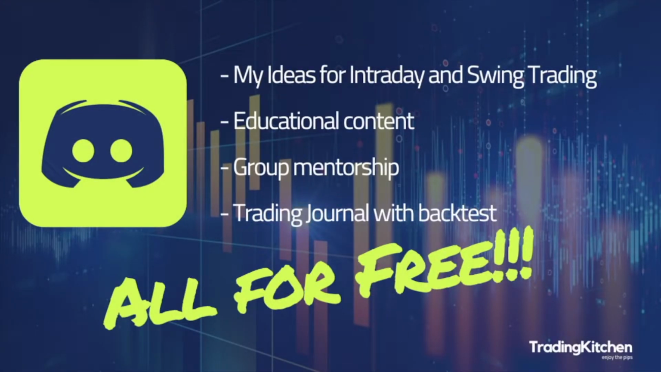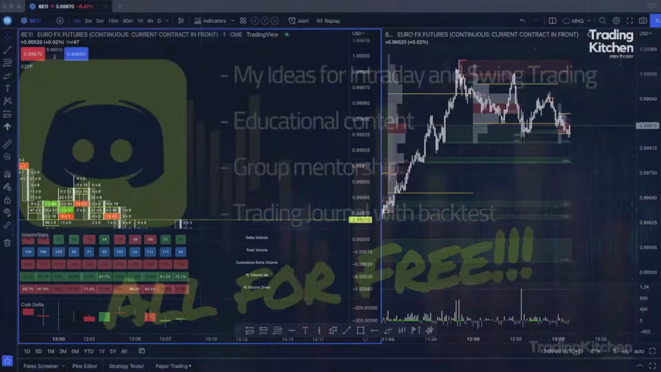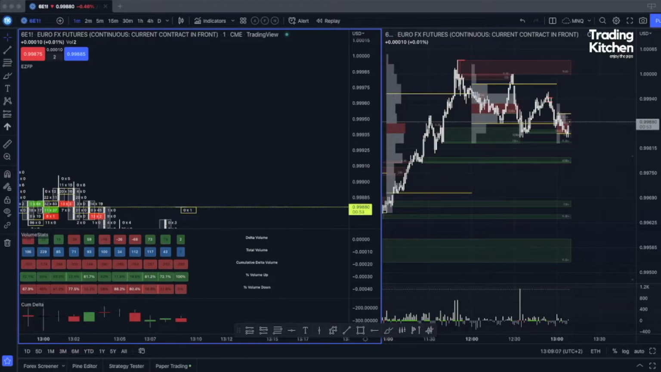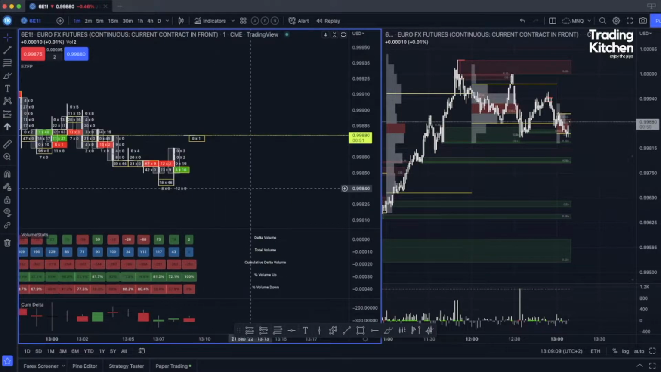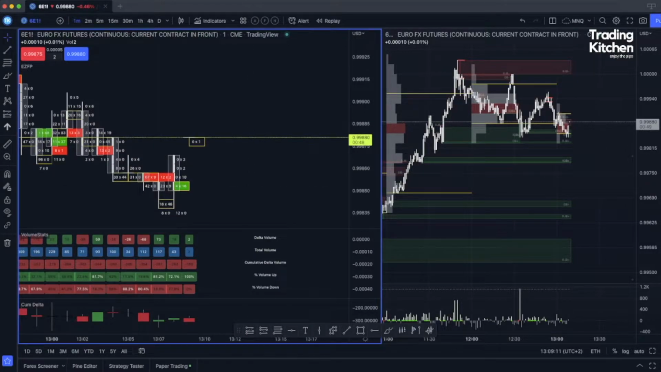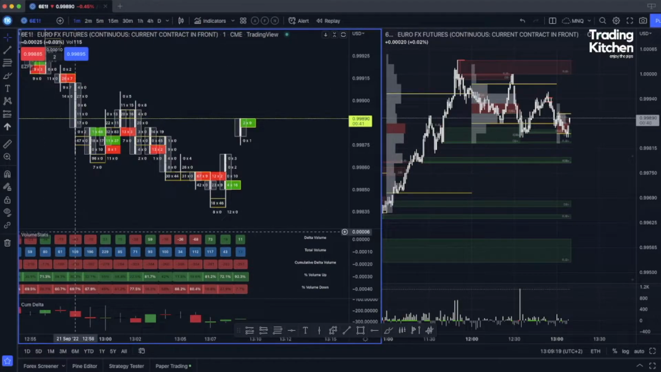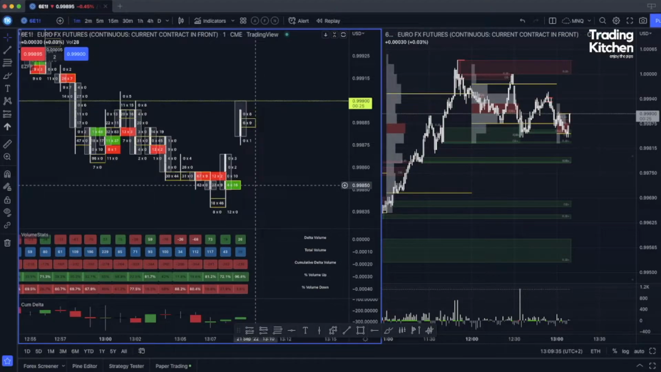And so what about today's video? So basically, this, as you can see, is a footprint chart on TradingView. And I want to share how I do this and why this kind of tool could be enough for you to trade futures and CFD.